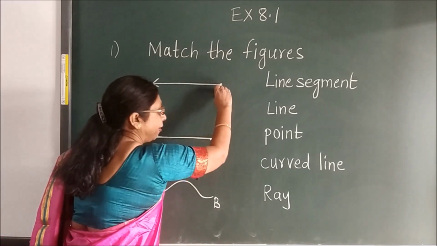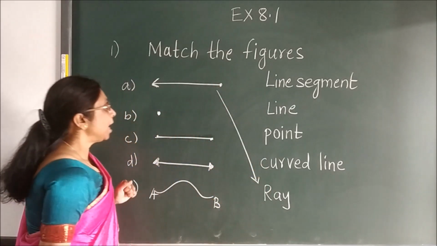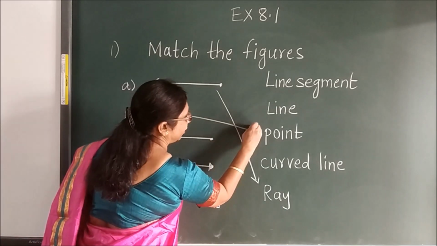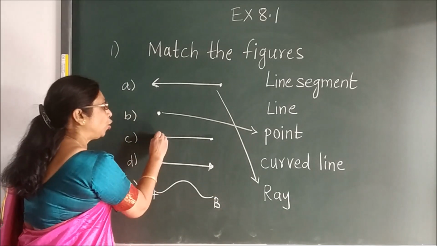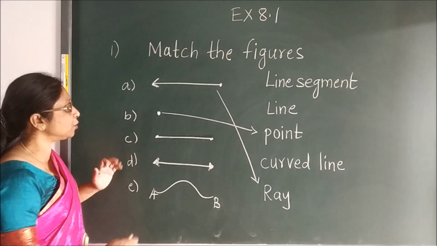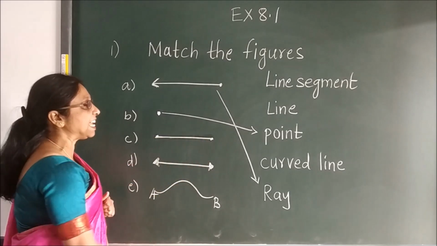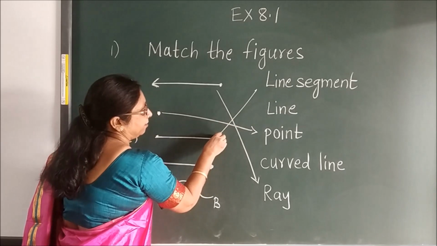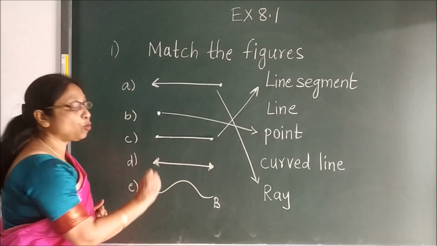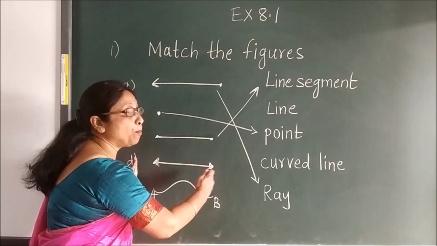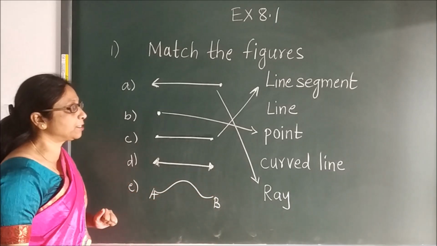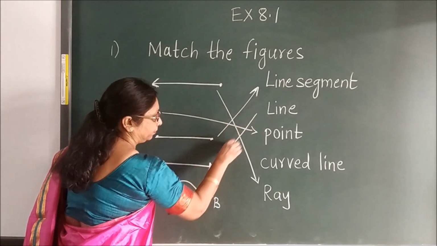So this is the ray. Clear? Now what does this indicate? This indicates a point. Then here two dots are there. That means there is a fixed line. So when such two dots are there, we call it a line segment. It is a fixed line. Clear? Now, here two arrows. Two arrows means you can extend the line in both directions. It is not a fixed length. You can extend in both sides. This we call a line.